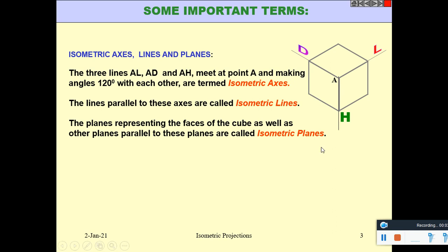So these axes are known as isometric axes, and lines drawn parallel to these axes are called isometric lines. Here the lines from this are parallel to line AN, and vertical lines are parallel to AH, and lines towards left are parallel to line AD. These are isometric lines, and these planes are also known as isometric planes. This is the front view, this is the top view, this is the side view.